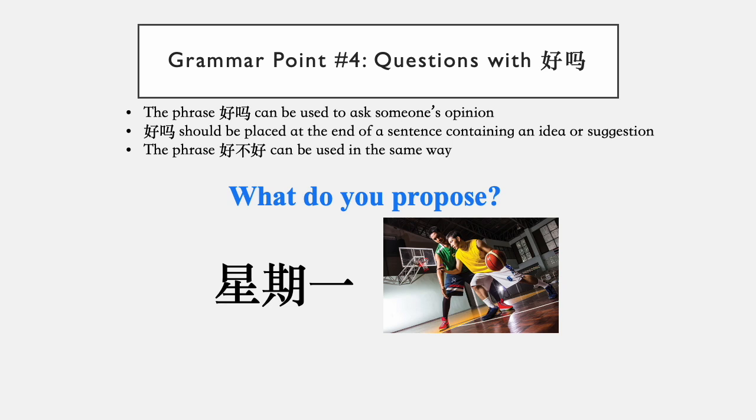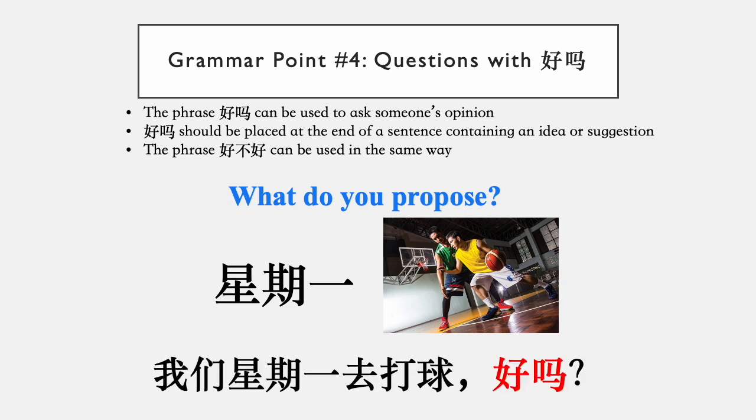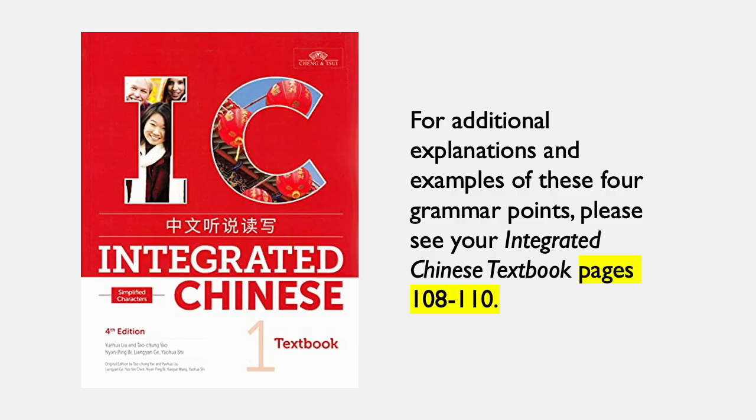And then how would you propose playing ball with somebody on Monday? You could say, 我们星期一去打球，好吗? And so in each and every one of these situations, this 好吗 could be replaced by 好不好 or 怎么样? So there are a lot of grammar points that we covered for next class session. I would suggest looking in your integrated Chinese textbook on pages 108 to 110 to review these grammar points.